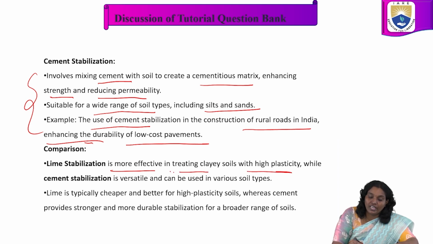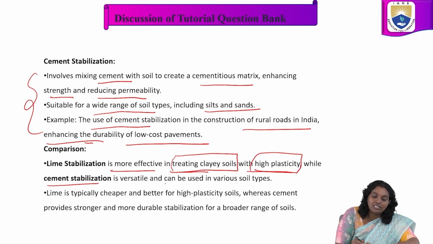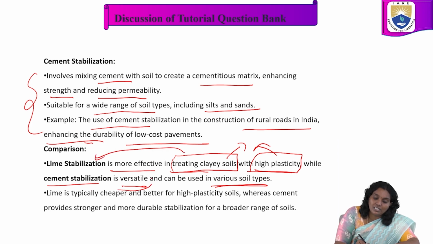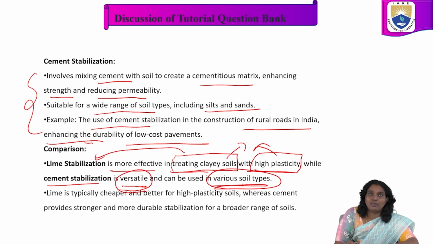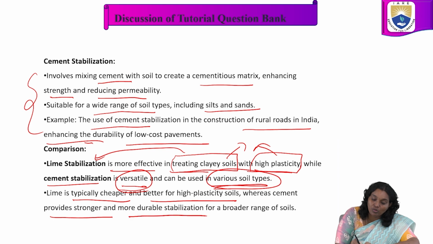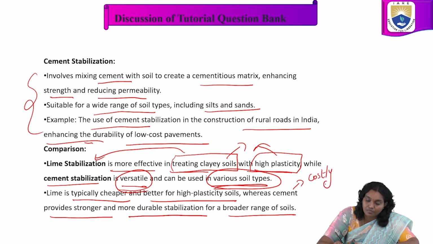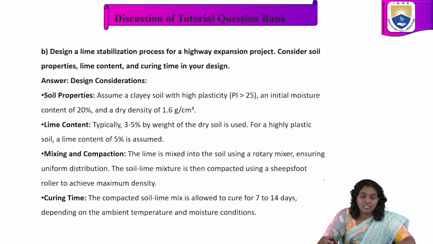Lime is more effective in treating clayey soils with high plasticity, whilst cement stabilization is versatile and can be used in various soil types. Lime is limited to clay soils of high plasticity. Coming to cement stabilization, it is versatile and used in various soil types. Lime is typically cheaper and better for highly plastic soils, whereas cement provides stronger and more durable stabilization for a broader range of soils, but compared to lime, it is costly.